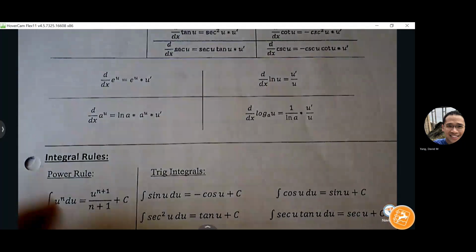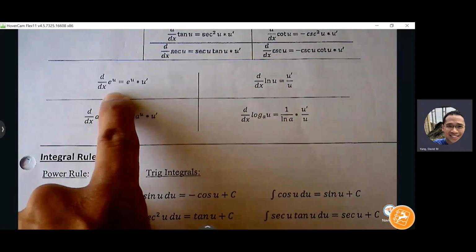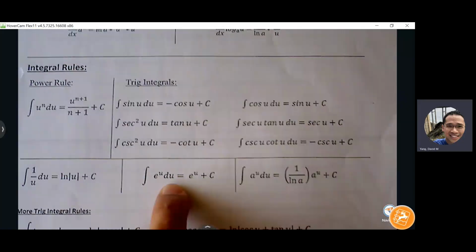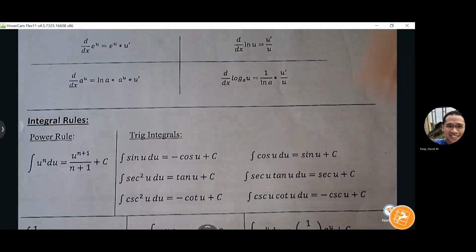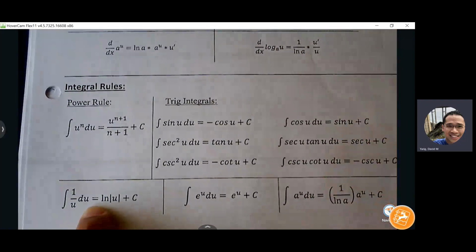Okay. And then we see a lot of pairing that we learned. e to the u's derivative is e to the u times u prime. So therefore, the antiderivative of e to the u is e to the u plus c. Natural log of u is u prime over u. If we work backwards there, the integral of 1 over u du is natural log absolute value of u plus c.